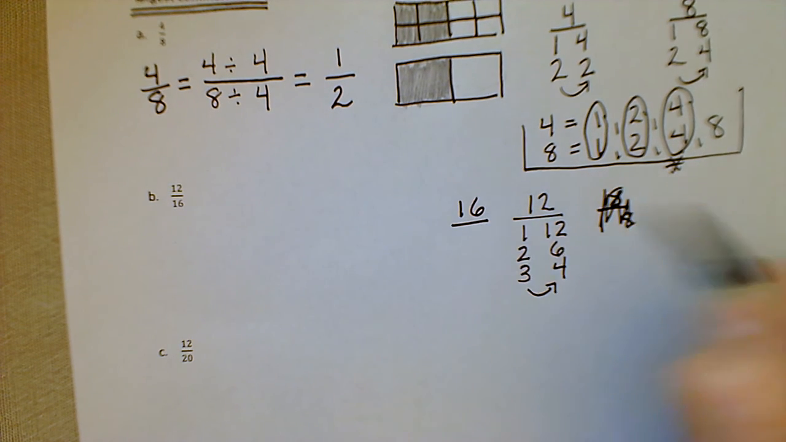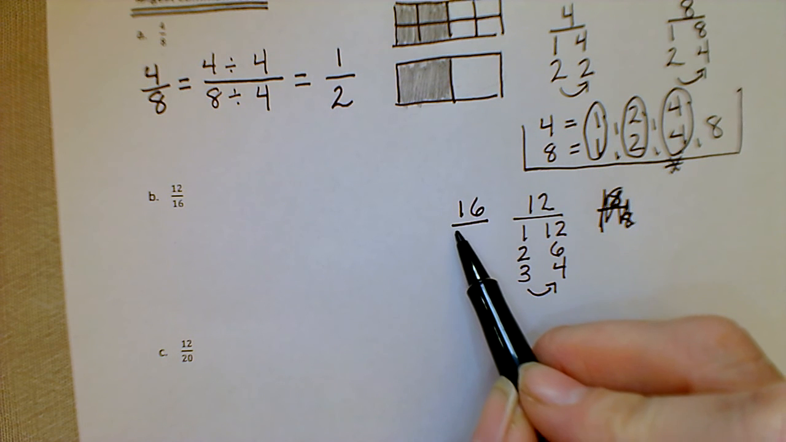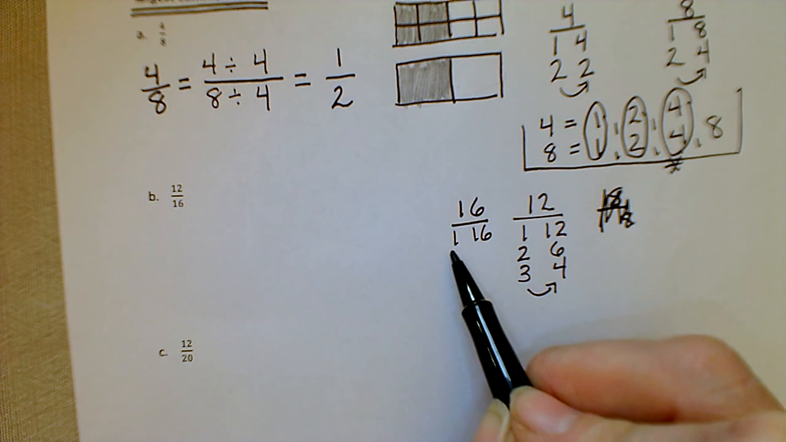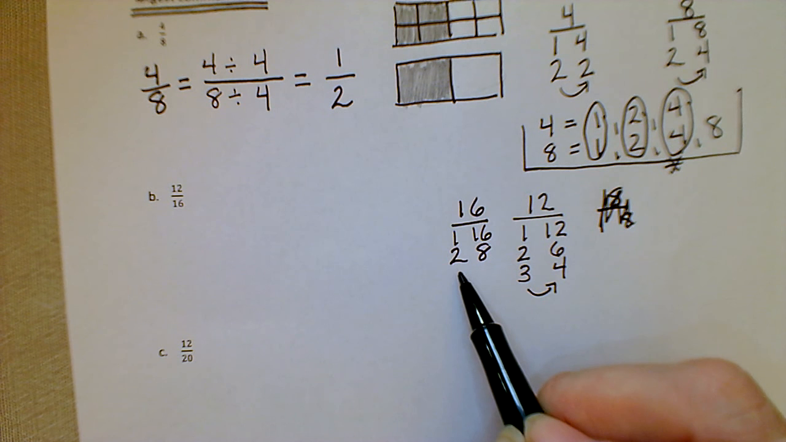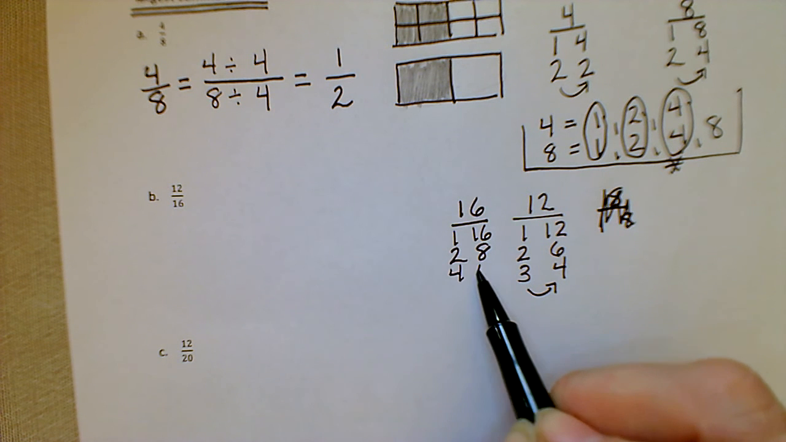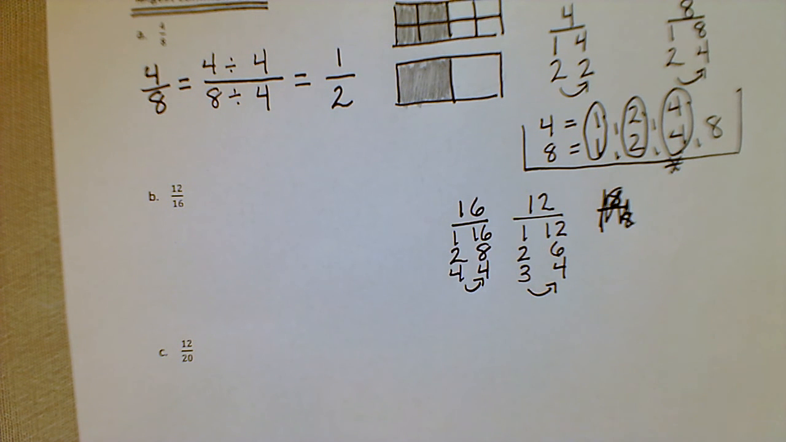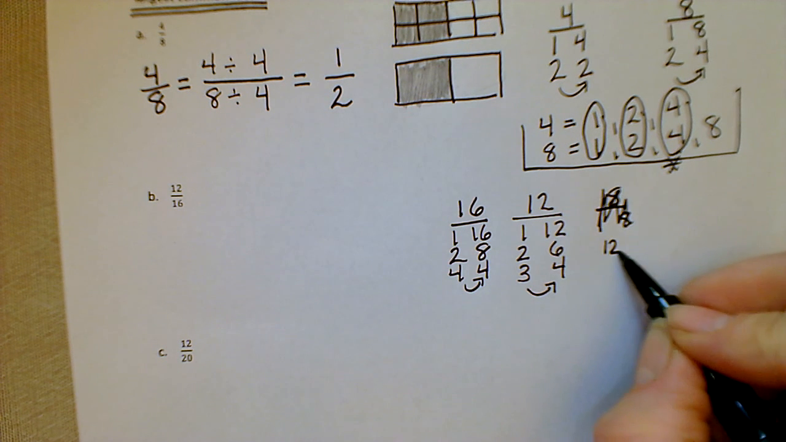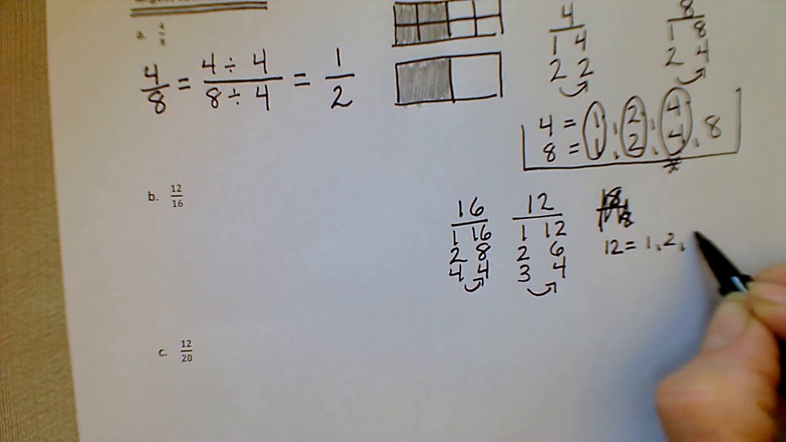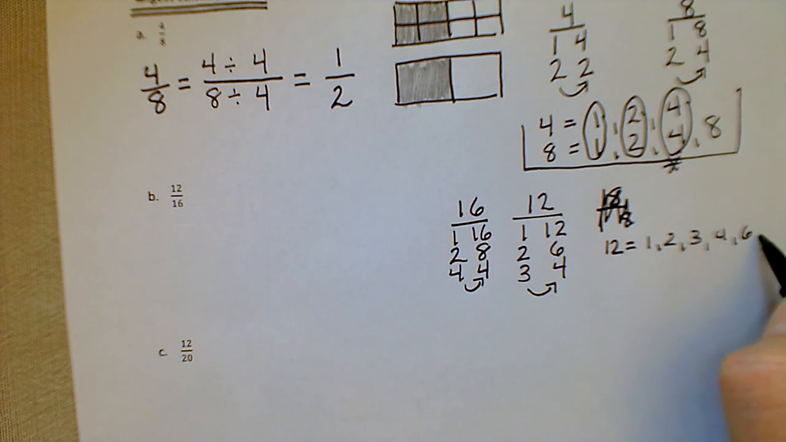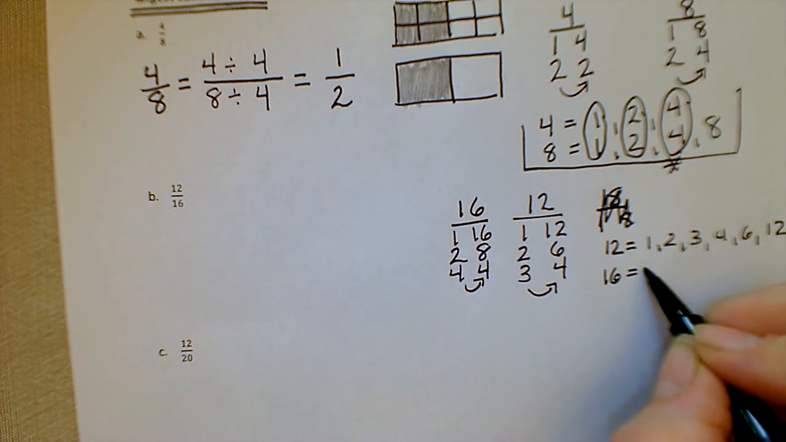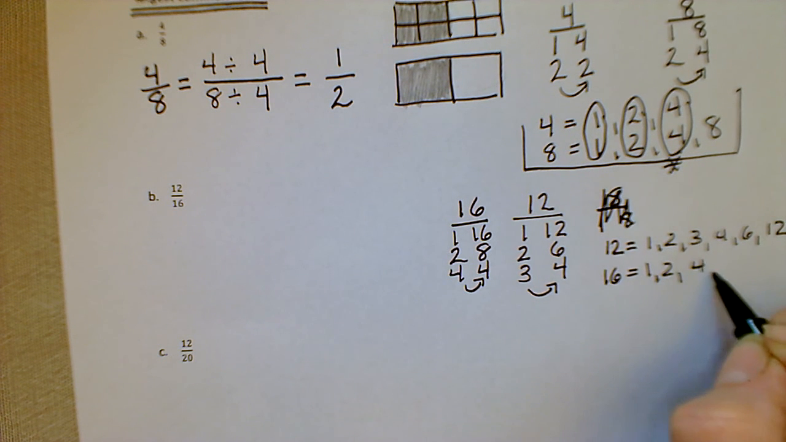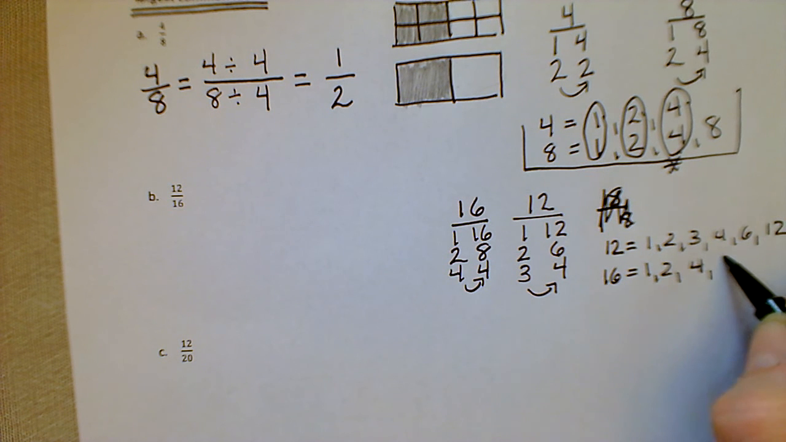So let me do it here just to make room over here for something else. So I'm going to have 1 times 16. Does 2 work? Yes. 2 times 8. Does 3 work? No. Does 4 work? Yes. 4 times 4. I have a double. I've looped. So I'm going to go ahead right here and write them linearly. So for 12, I had 1, 2, 3, 4, 6, and 12. And for 16, I had 1, 2, 4. You only have to write the double once, 8, and 16.